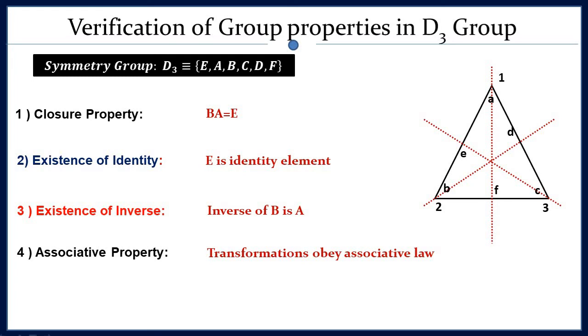Now, look at this closure property. B times A is equal to E. Similarly, you can find out the product of any two elements. B times C equals something. A times E equals A. B times E. In a similar way, you can find out many relations, right? We need to find a way to write these relations in a compact way. And that compact way is provided by the multiplication table of a group.